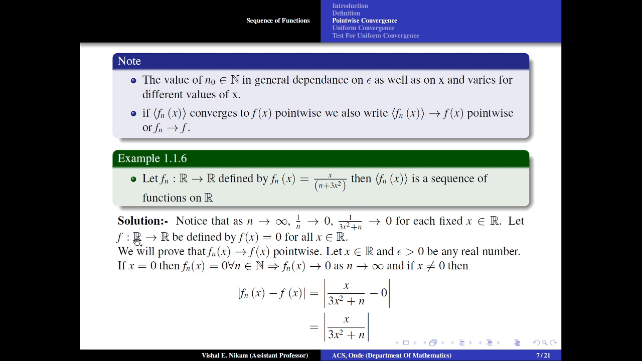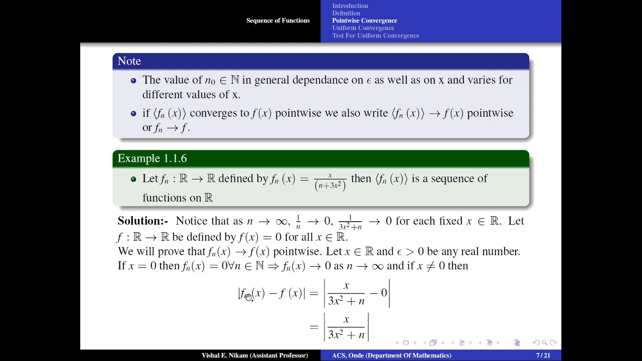Now I define the function f from R to R by f of x is equal to 0. That is, here we are assuming that this is a pointwise limit of this sequence of functions. And by using the epsilon delta definition, we can show that this is a pointwise limit. Here we had assumed that this is a pointwise limit.